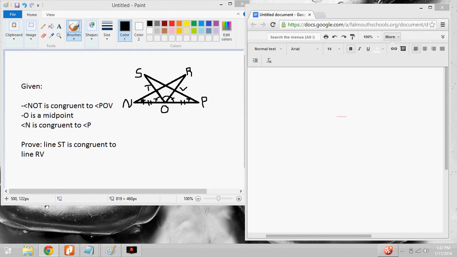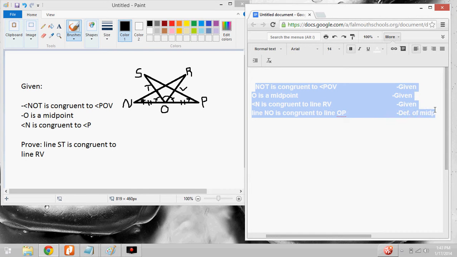So I've put in the given information that first, angle NOT is congruent to angle POV. Second, O is a midpoint between points N and P. Therefore, NO will be congruent to OP. And finally, that angle N is congruent to angle P. So those are basically the first 4 steps of this proof.